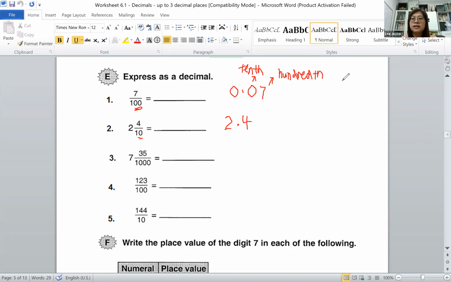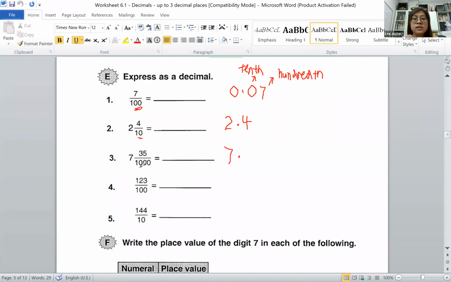Got it? Okay, so you do more, then you see the pattern and you understand what I'm trying to tell you. All right, so now your turn to try. I'll go through this first. Later on, you have plenty of time to try. Okay, now what about this? 7 whole and then 35 out of 1,000. So 7 whole means it's a 7 ones, so it's 7 point.